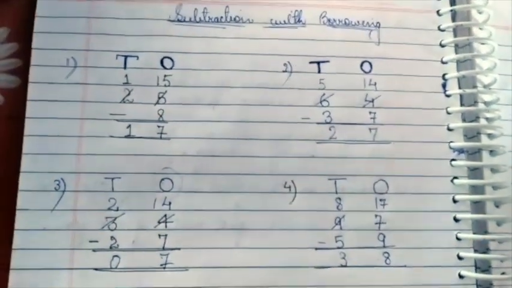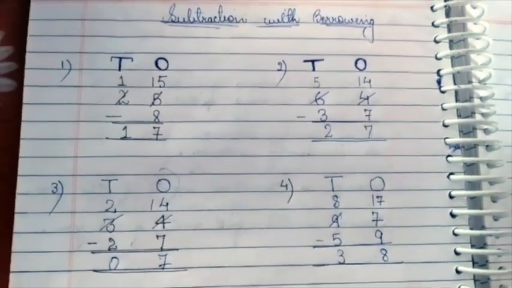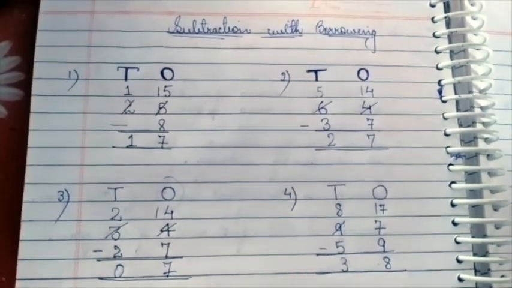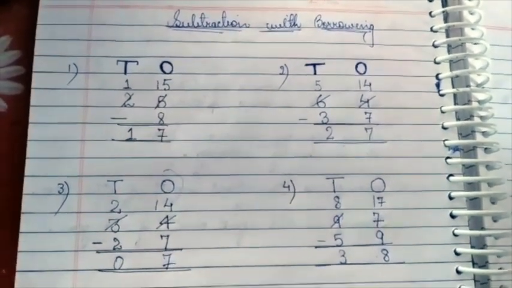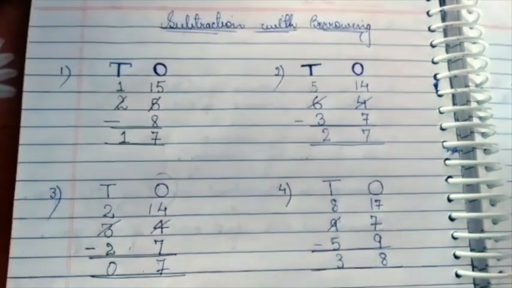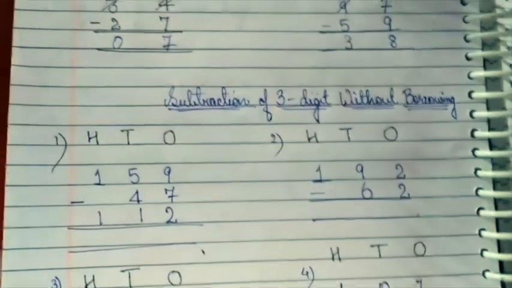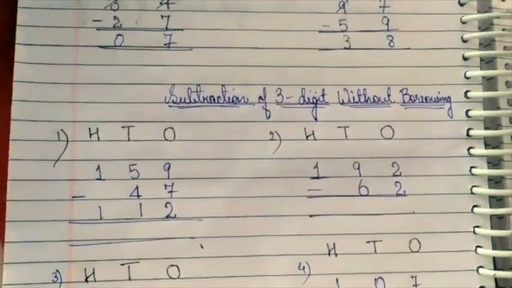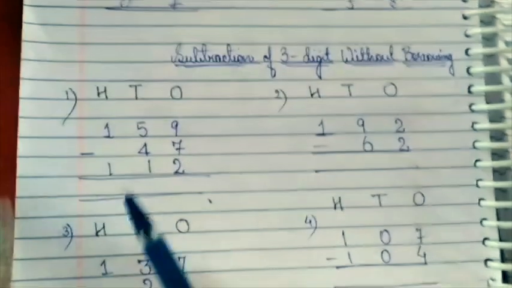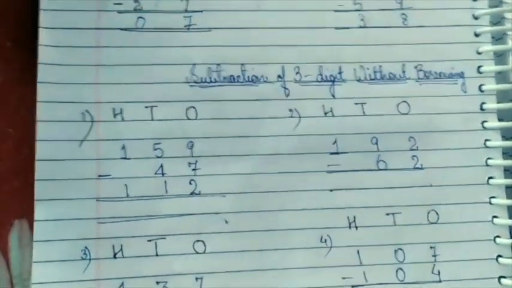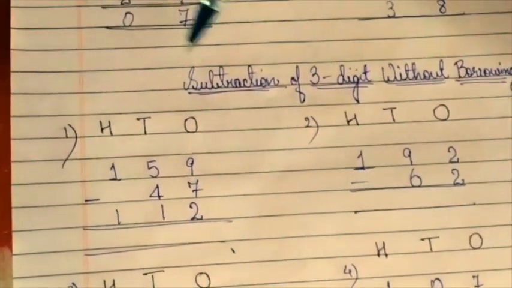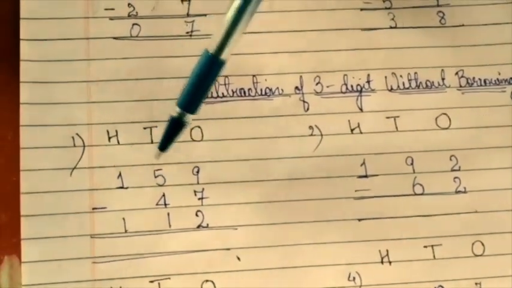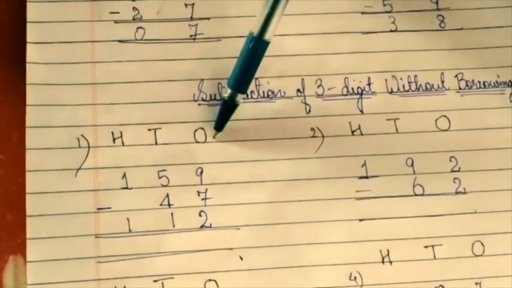Now we will do subtraction of 3-digit numbers without borrowing. Same as you have done subtraction of 2-digit numbers without borrowing, the same way we will do subtraction of 3-digit numbers without borrowing. Let us learn subtraction of 3-digit without borrowing. I have taken a 3-digit number, 159. 159 means 100, 5 tens, 9 ones.